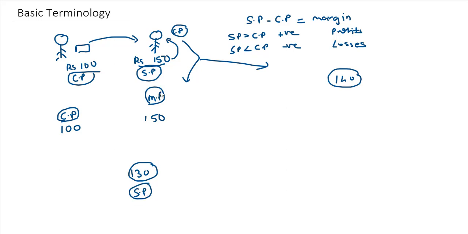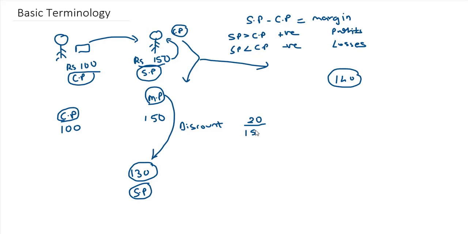So the difference between mark price and the selling price is that mark price is the amount for which you intend to sell the product, and selling price is finally the amount for which, after giving discounts, you finally sell the product to the customer. So the difference between mark price and selling price is nothing but discount. In this case the discount comes out to be 20. You are giving the discount 20 over 150.